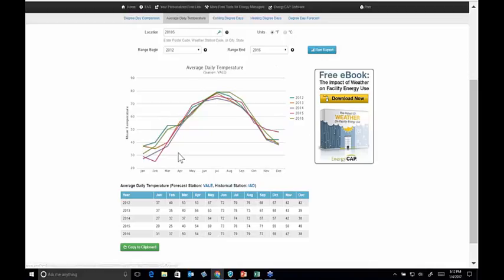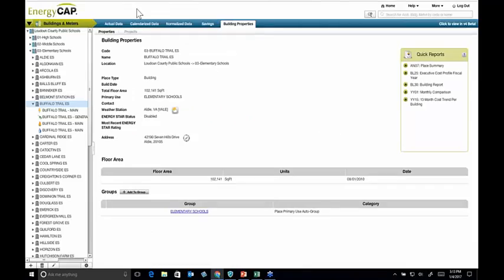Also looking at average daily temperature, February of 2015 was a historically cold month. January 2015 was a very cold month. December of 2015 was a historically mild month. There were a couple other mild months in here. So you can take a look at this and get an idea of which years might be unusual. And it's typically good to stay away from unusual years when making them your base year.